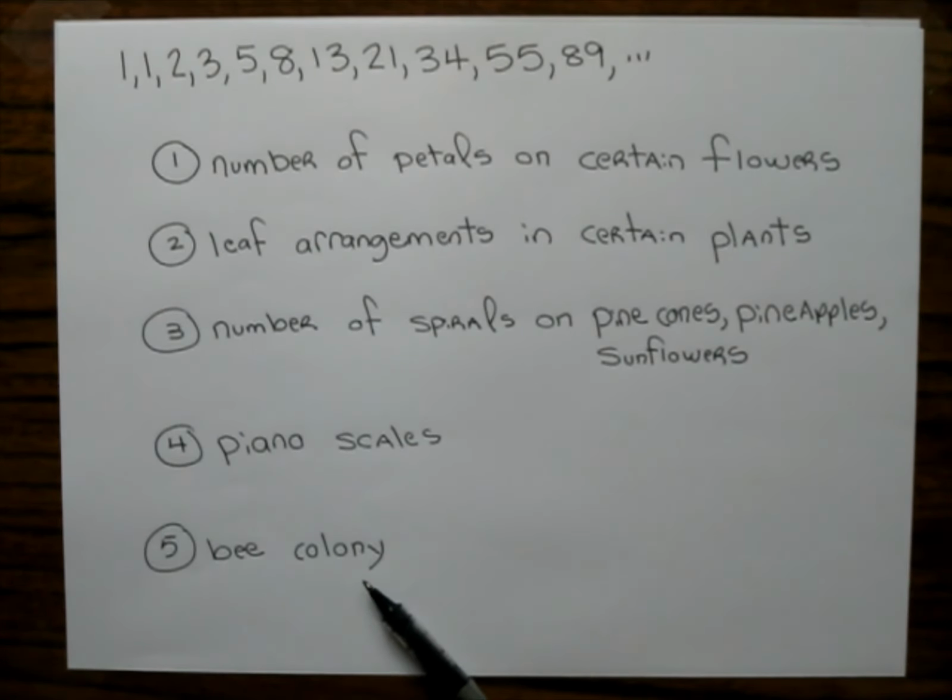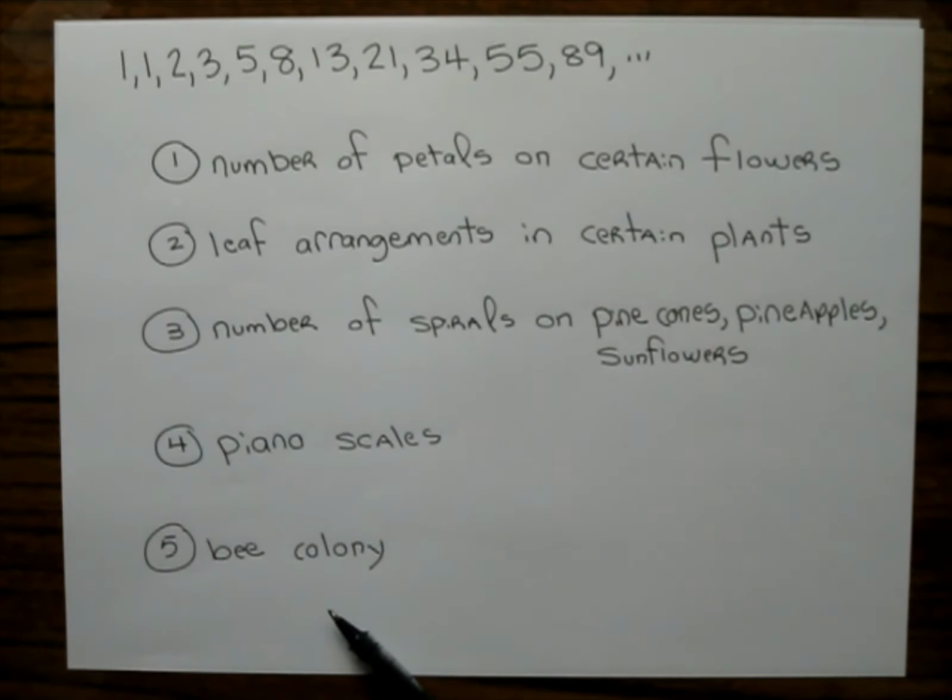The bee colony is another example. So the bee colony has some characters. It has the queen, workers, those are females who produce no eggs, and drones, males who do not work.